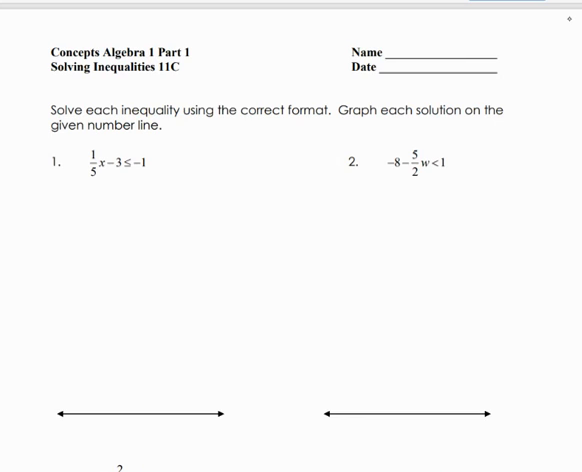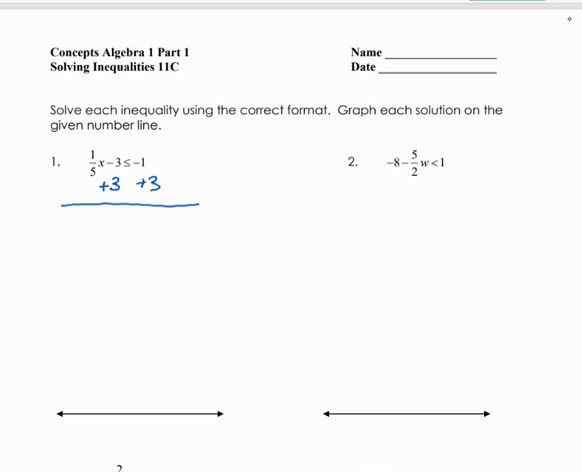So let's look at number 1. Here's my variable, right? X. I need to get it alone. However, there's a 1/5 and a -3 on that side. So I need to get rid of both of those. What do I get rid of first? Great. Jake said the 3, and he's right. So since it said -3, we're going to add 3 to both sides.